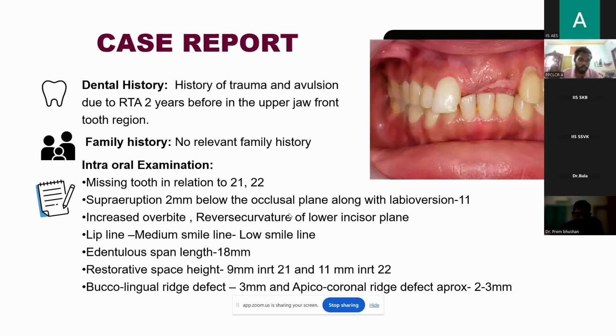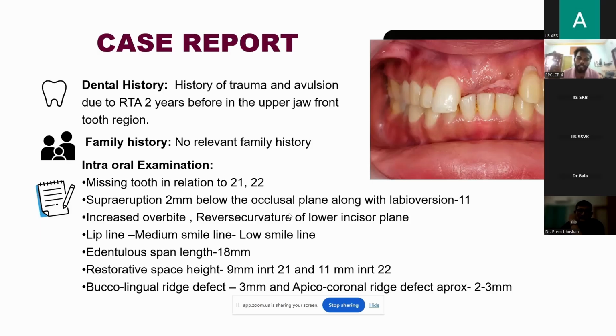Patient had an increased overbite. Reverse curvature of the lower incisor plane was found, and the lip line was found to be medium. Smile line was found to be low. Edentulous span width was 18 mm. Restorative space height in relation to 2.1 was 9 mm, and 2.2 was 11 mm.